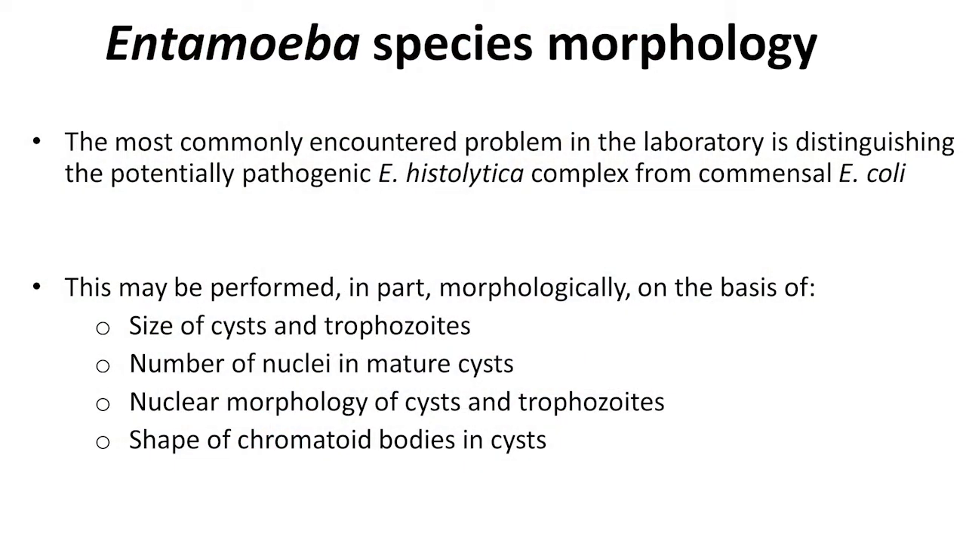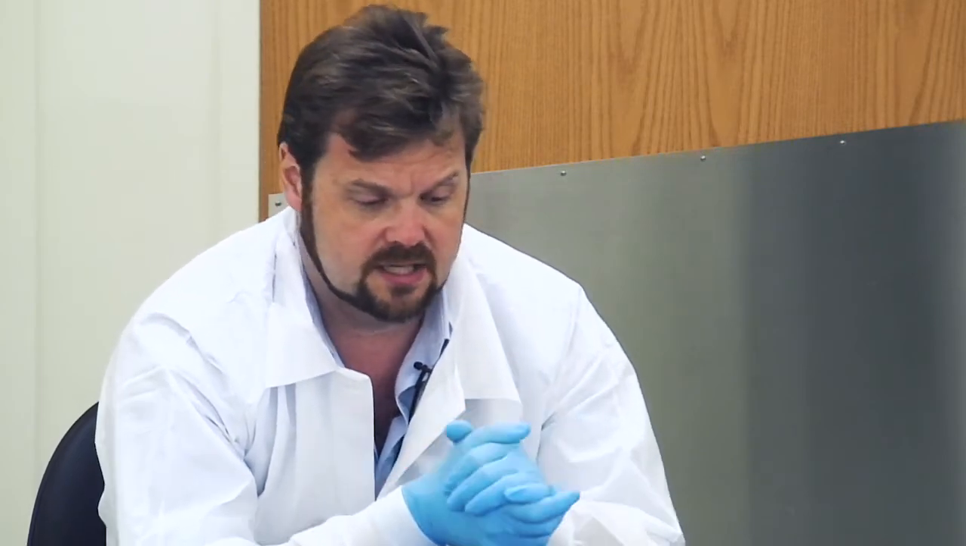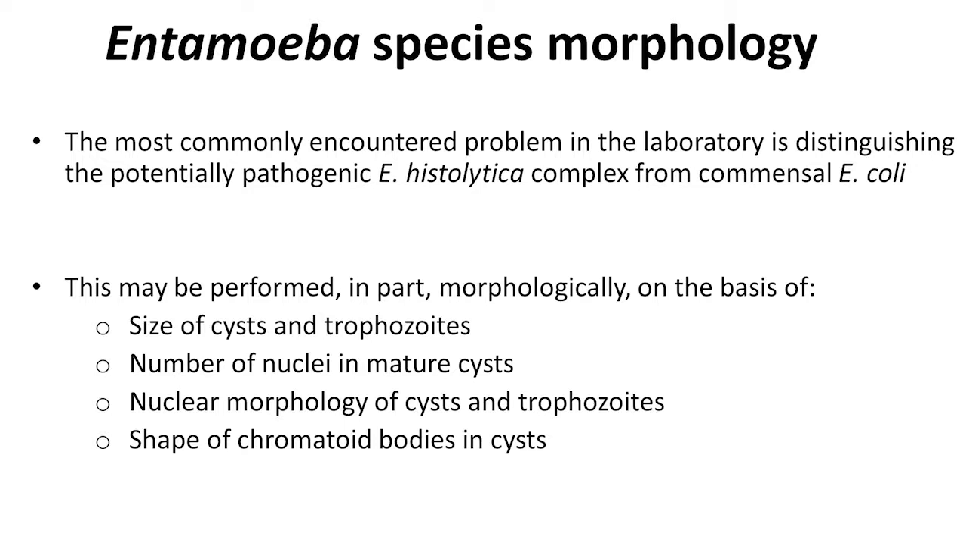Let's go through the morphology. So the biggest challenge which you're going to come across in the laboratory is differentiating histolytica from Entamoeba coli. They're the two you're most likely to come across, histolytica complex and Entamoeba coli. Of course, histolytica complex includes the significant pathogen Entamoeba histolytica, and E. coli is just a commensal. We don't think that that's a problem for patients, so we're not so worried about it. So we must be able to differentiate them.